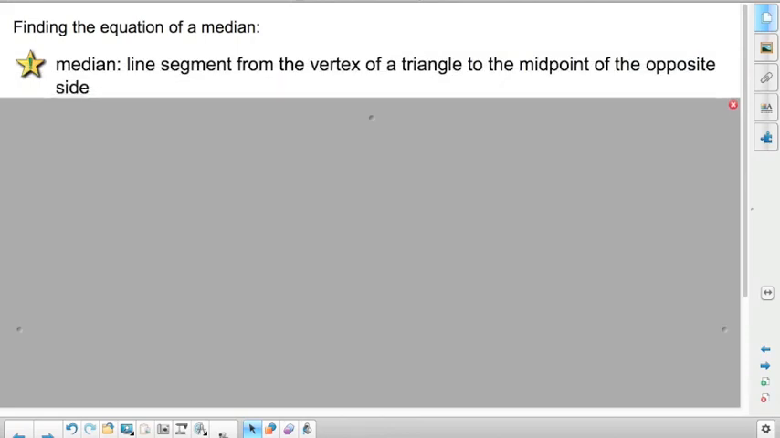Okay? So in terms of geometry, here's the definition of a median. It's the line segment from the vertex of a triangle to the midpoint. That's where the middle is coming from. The midpoint of the opposite side. In reality, it could be any shape. But you're just looking from the vertex to the opposite side, especially for a triangle.